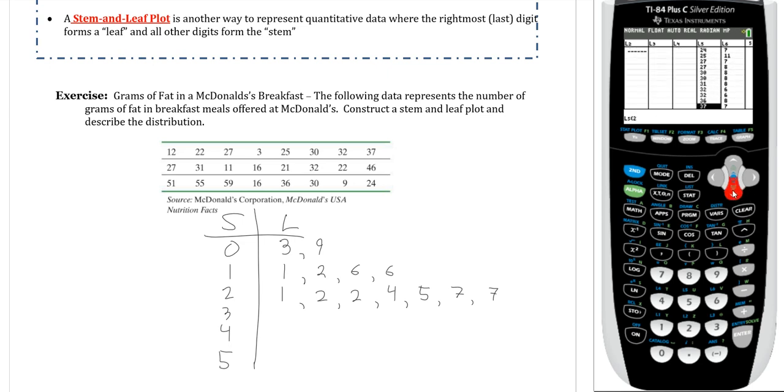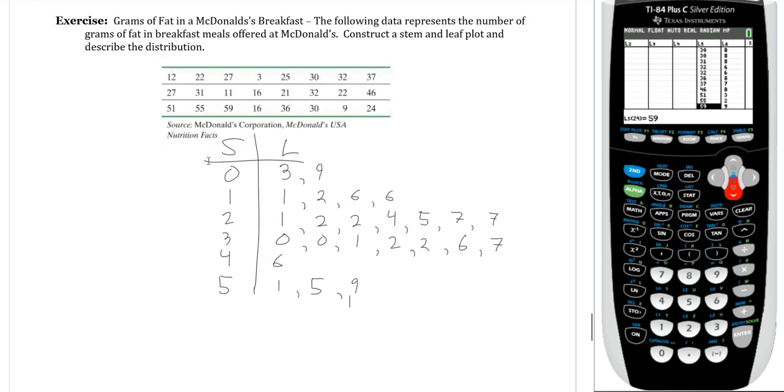You could probably fill out the rest from here, but for 30s, I have quite a few as well. I have two 30s themselves, so 2 zeros. I have a 1, 2 2s, a 6, and a 7. For 40s, I have a single 40 of 46. And I have three 50s. I have a 1, a 5, and a 9. That would be a stem and leaf plot.